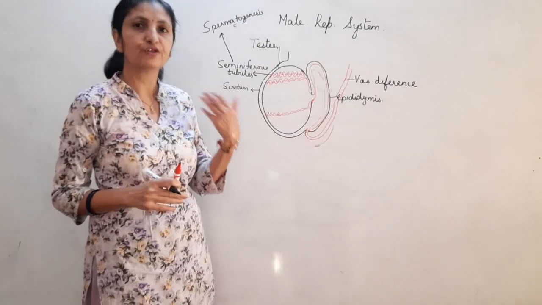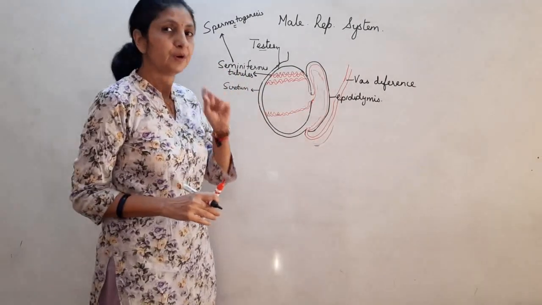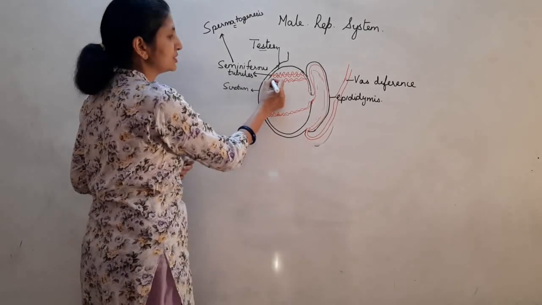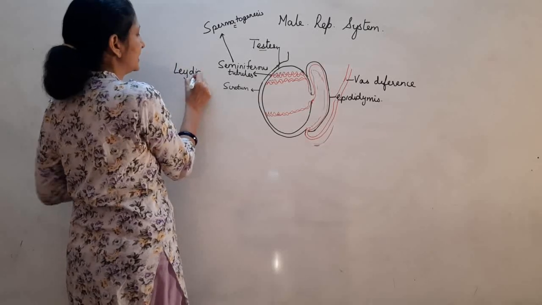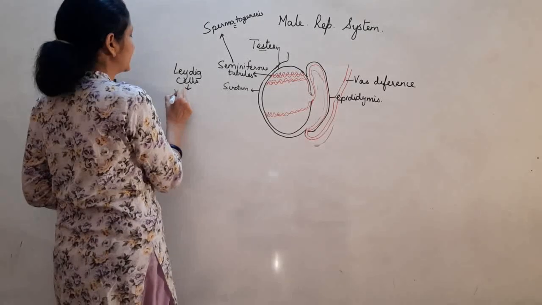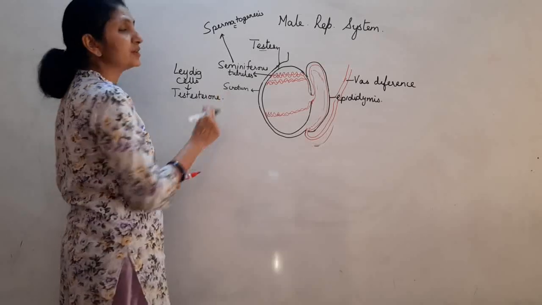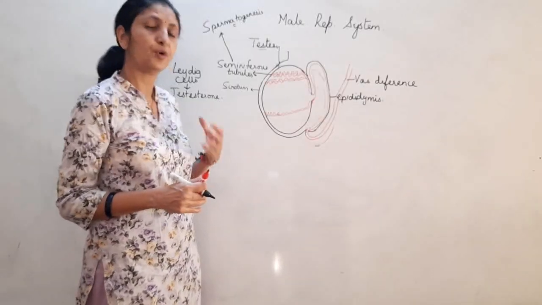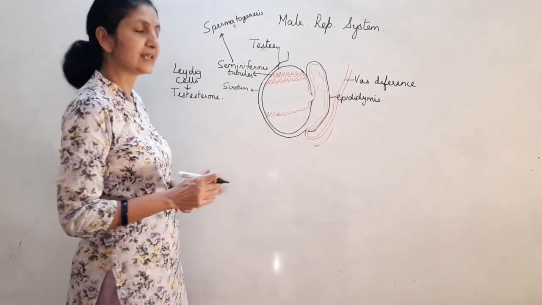Spermatogenesis means formation of sperm. Oogenesis means formation of ova. Spermatogenesis happens in the seminiferous tubules. In between the tubules there are cells which are termed as Leydig cells, and Leydig cells make the hormone testosterone, which is the hormone responsible for male characters. Testosterone is a male reproductive hormone and responsible for all the male characters produced by the Leydig cells.